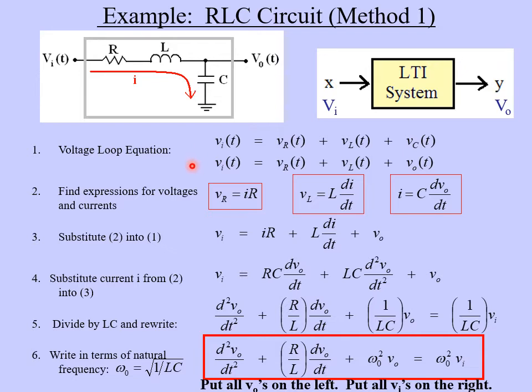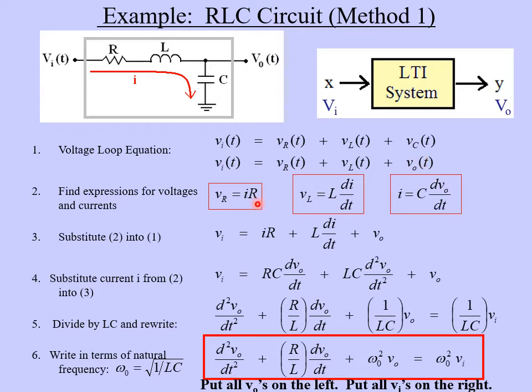But the voltage loop equation, starting over here with the input voltage, this voltage here has to be equal to the voltage across R, L, and C all added together. So I have VI equals VR plus VL plus VC. And notice that the voltage on the capacitor is the same as the output voltage. So let's replace VC with V out right here.